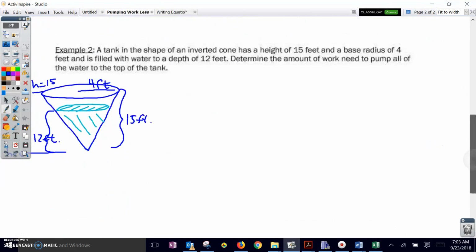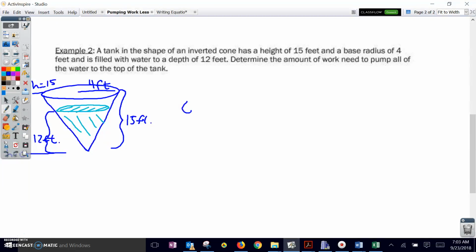So we'll put that into our formula, 62.4 pounds per cubic foot times the integral from the bottom of the liquid, which is at 0 on our coordinate system, to the top, which is 12. Then we need the distance that our typical slab is pumped, and that's going to be 15 minus h. So the slab all the way down at the bottom gets pumped 15 feet. The slab at the top gets pumped 3 feet.